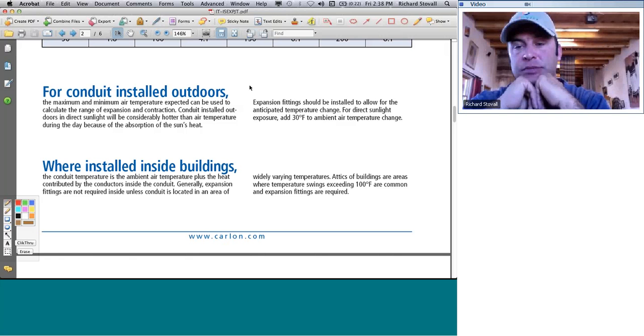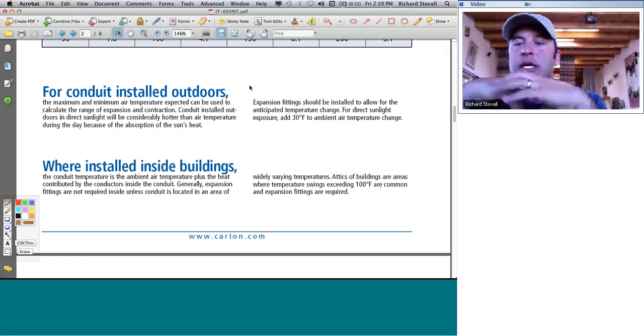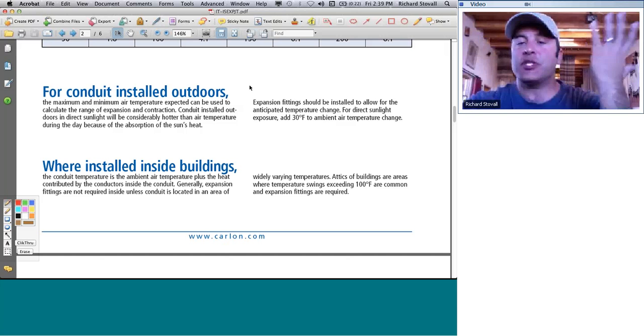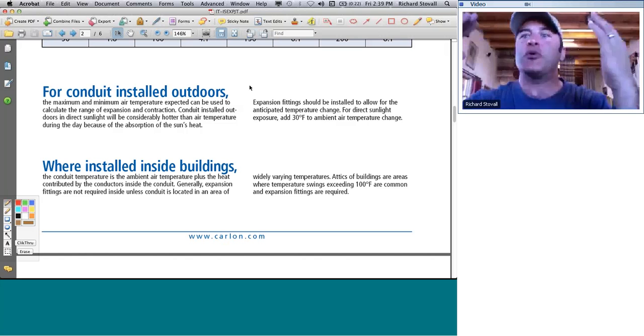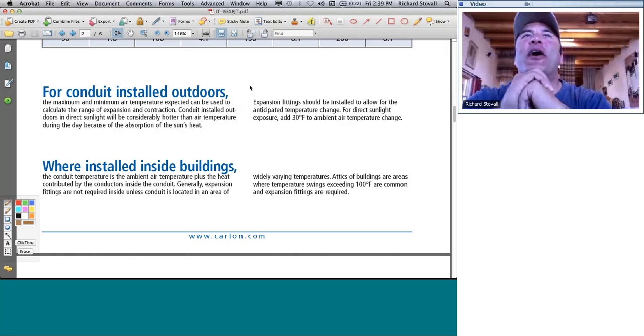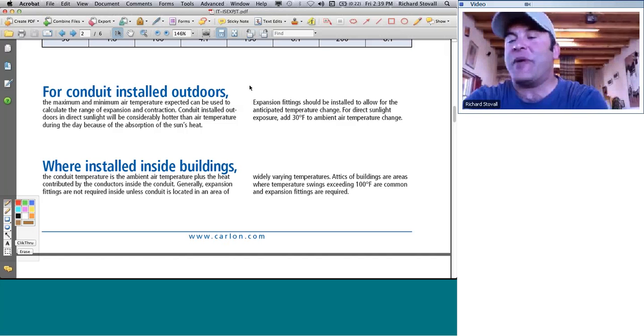Very much like you would when designing for low voltage on a module. Depending on the mounting method, you're going to add a certain amount of temperature to the ambient temperature, because those modules sitting out in the sun are going to be hotter than the surrounding air. So there's that. Another analogy would be that conduit on the rooftop exposed to sunlight lowers the ampacity of the conductors because of the additional heat. Very similar concept here: the thermal expansion is going to be affected by exposure to sunlight, and they're saying to add 30 degrees Fahrenheit to the ambient if it's exposed to sunlight.